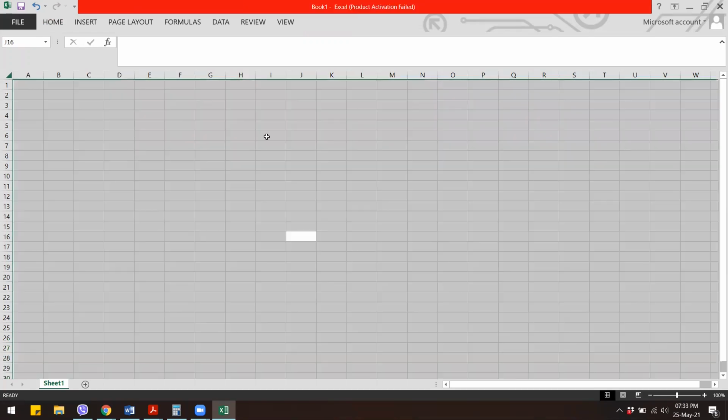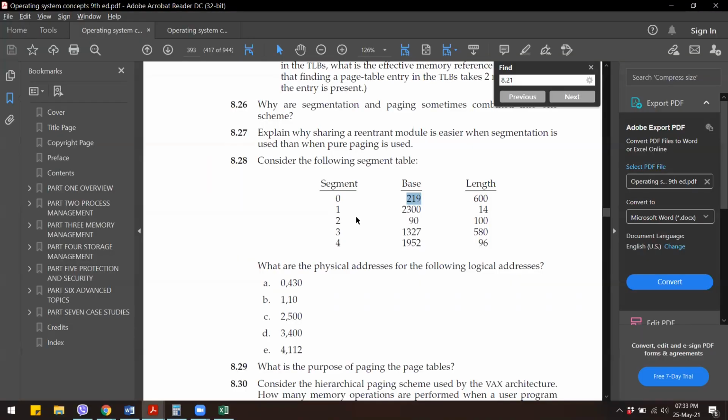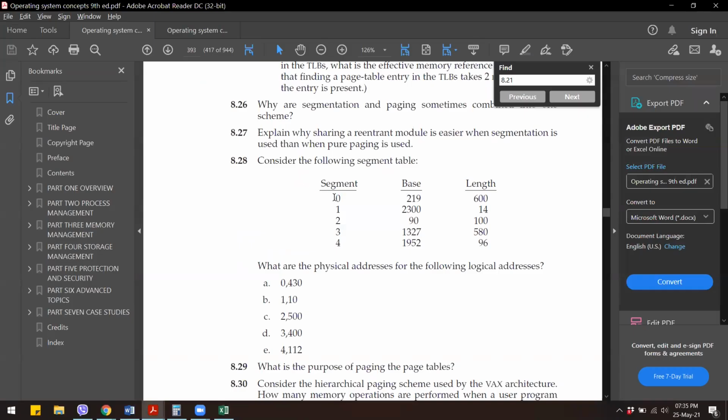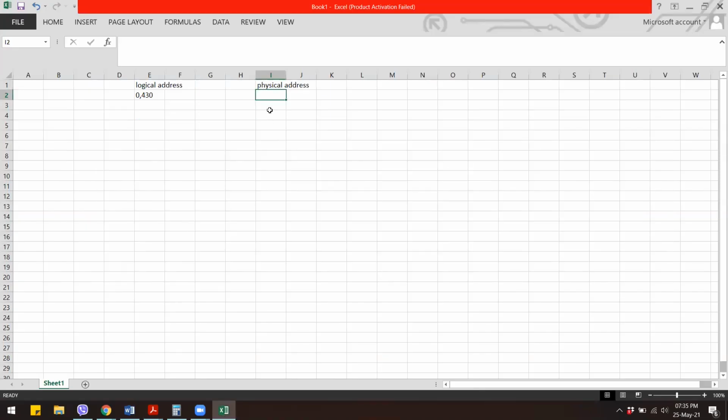Now I'll remove this. So for the first one, we have to find the physical address for this logical address. So we'll go to segment number 0. Then we'll add the base to this second part in the logical address. We'll take the base, which is 219, and we'll add that to 430. So our physical address for this particular logical address is 649.